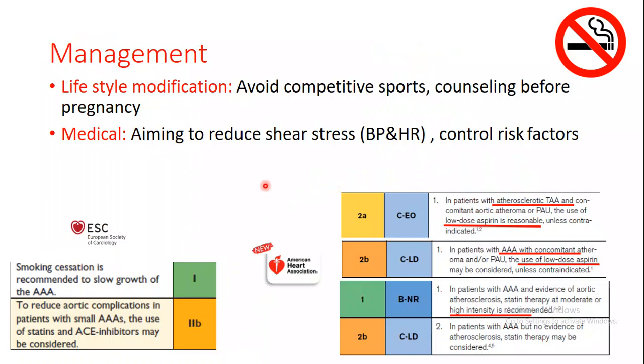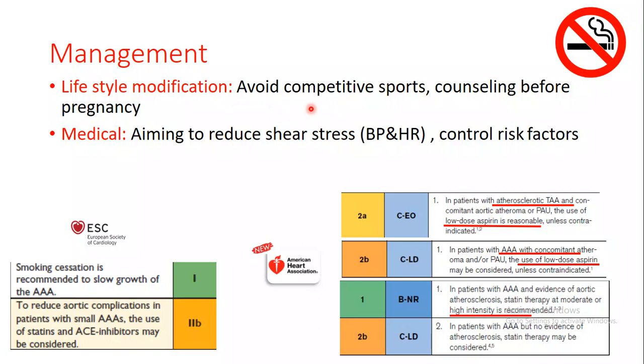So what is the management? Besides lifestyle modification like avoiding competitive sports and counseling before pregnancy in young females, especially those with collagen disease like Marfan, which is autosomal dominant with high likelihood of transmission up to 50% and a high risk of rupture or complication during pregnancy, especially if the diameter is beyond 40 millimeters, it should be fixed before pregnancy. But actually, this is less commonly seen in descending thoracic or abdominal aneurysm, because most causes are degenerative, seen mainly in old age.